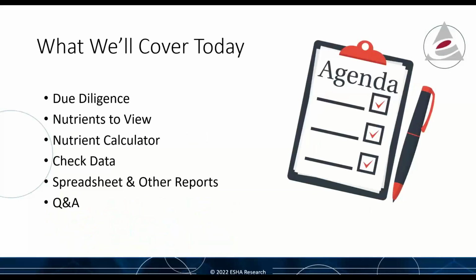Today, we will discuss considerations of due diligence and labeling, features in Genesis to help you check your work, such as the nutrients to view, nutrient calculator, check data features, the spreadsheet and other useful reports, and more. And we'll also end with a Q&A. At this time, I will turn it over to Alicia.